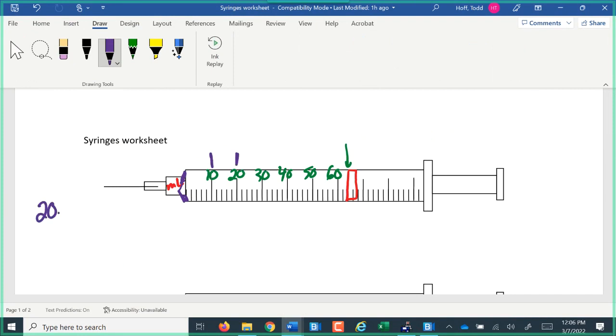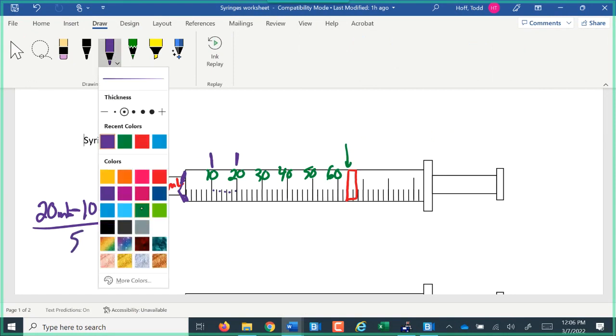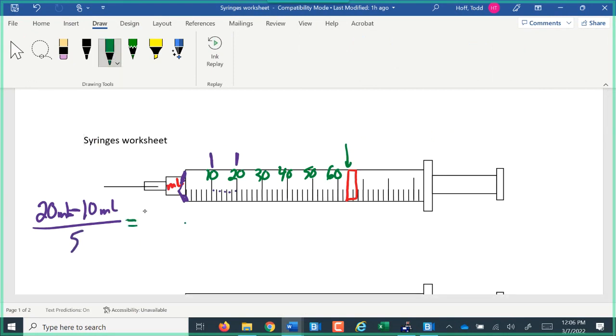So that's 20 milliliters minus 10 milliliters. And then we count the number of spaces between those markings. 1, 2, 3, 4, 5 spaces. So we'll go ahead and subtract. 20 minus 10 is 10 milliliters over 5 spaces. That means it's 2 milliliters per space on that syringe. So that scale is 2 milliliters per space.